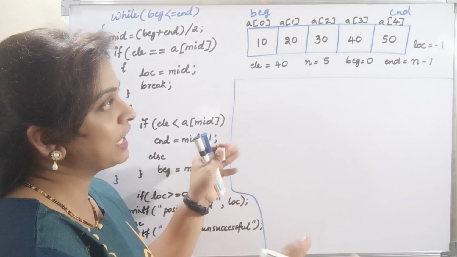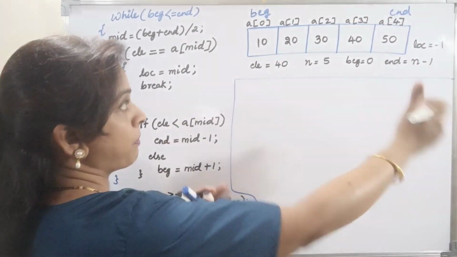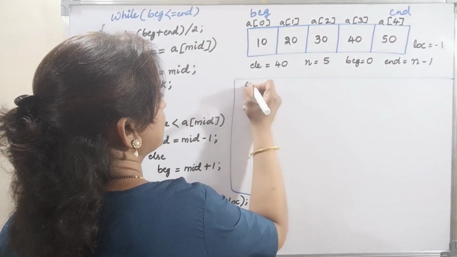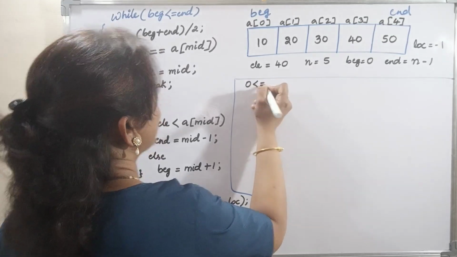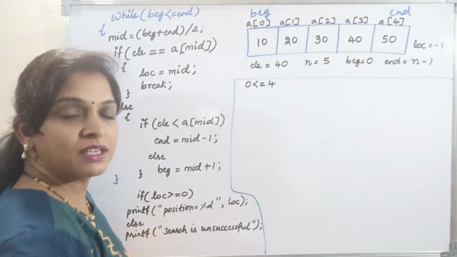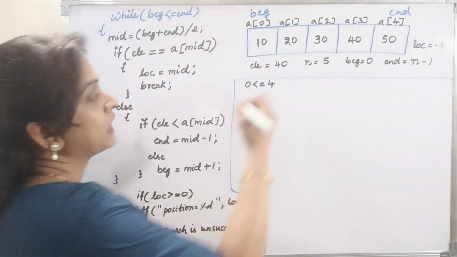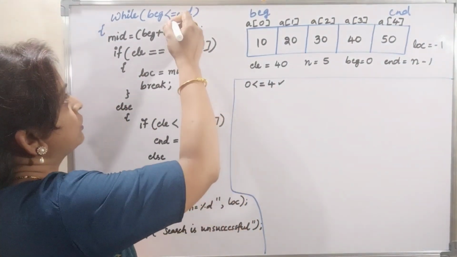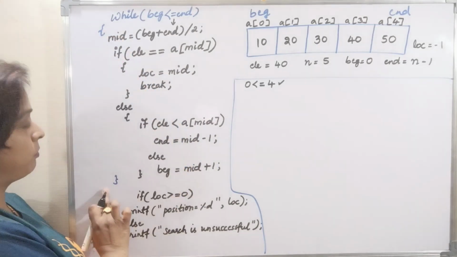So initially we need to check whether we are within the array bound. What is beginning? It is 0. Less than or equal to ending. What is ending? It is 4. So is 0 less than or equal to 4? If this condition is true, I need to get inside this complete block.